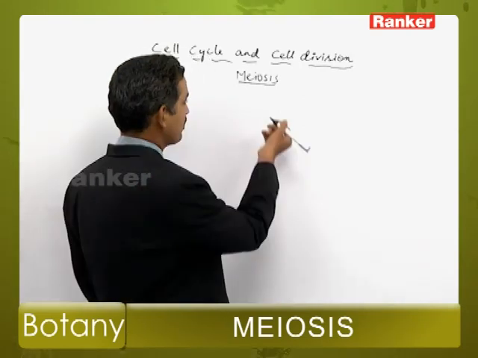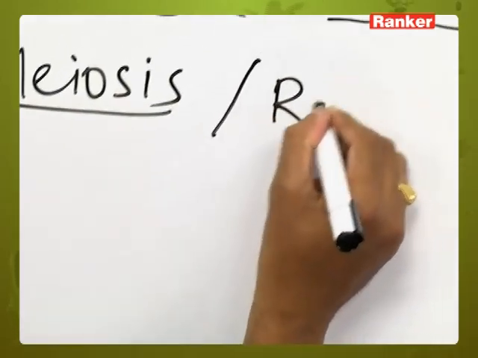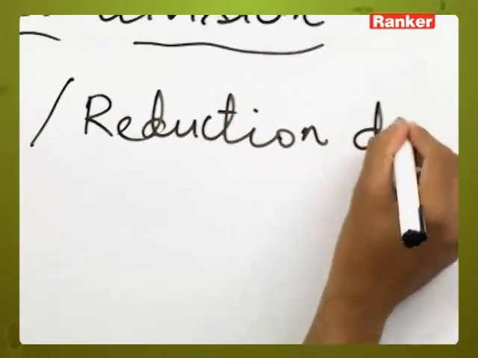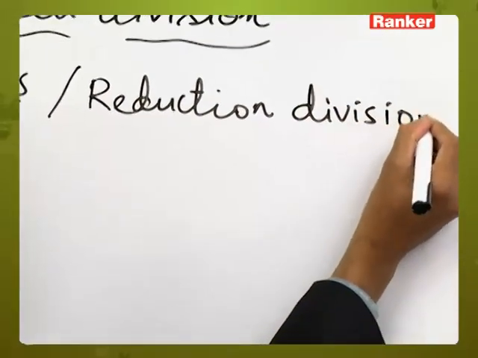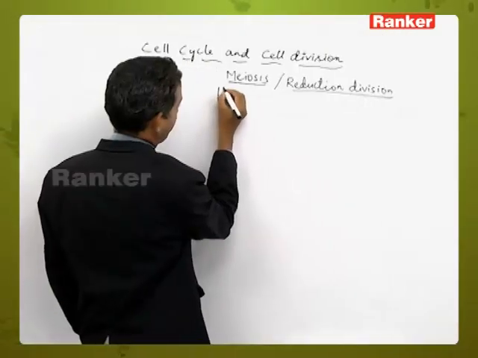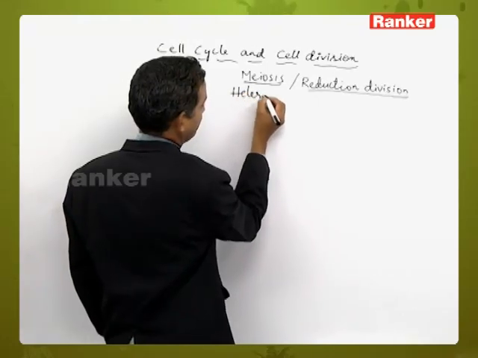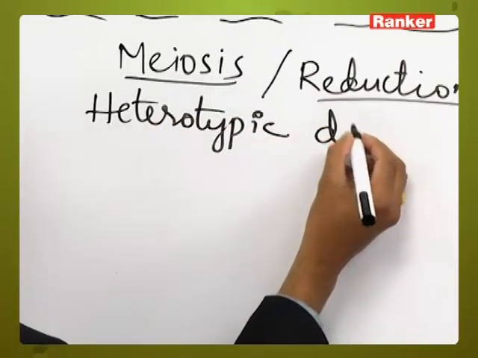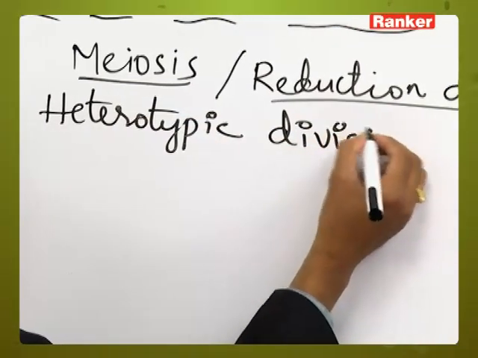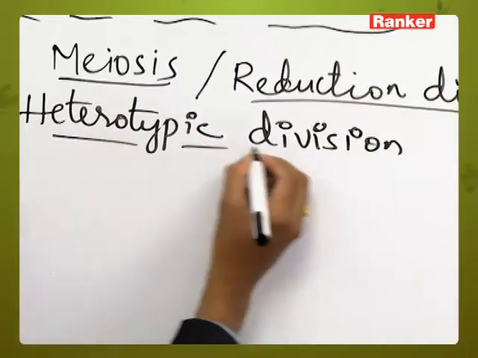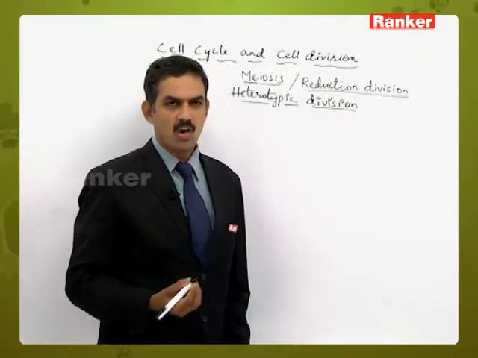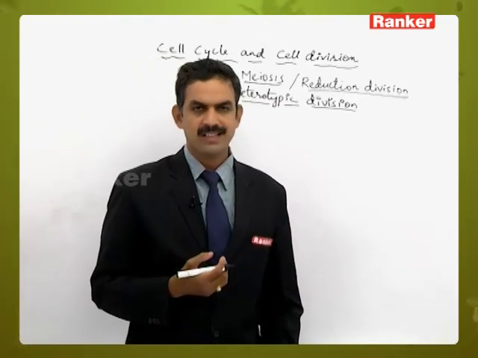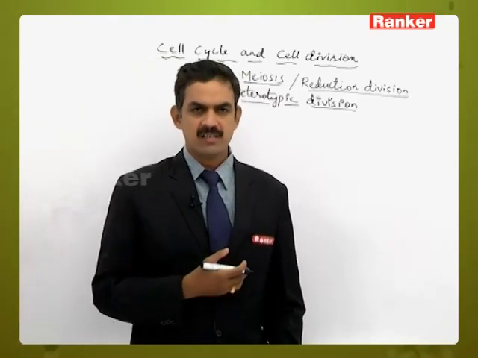So here meiosis is otherwise called reduction division, or it is otherwise called heterotypic division. Why is it called reduction division? Because the chromosome number is reduced to half. That is the reason we call it reduction division.